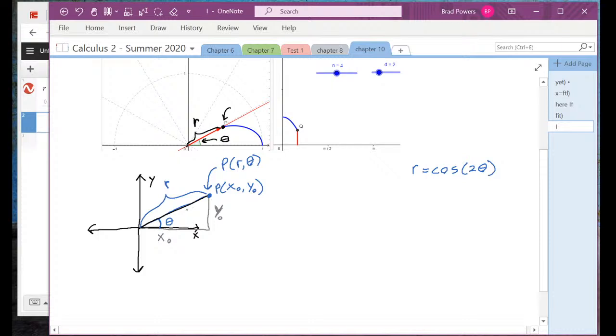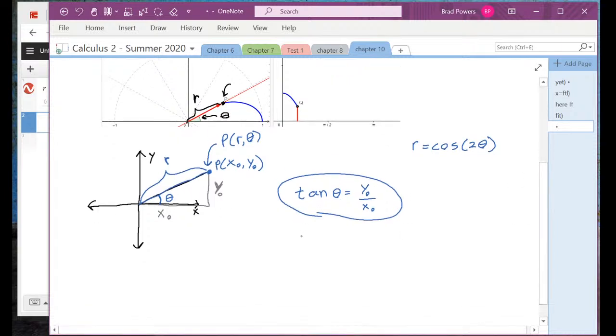Anyway, let's go ahead. First off, how do we relate r, theta to x, y? There's lots of relationships here. I could tell you right now, tangent of theta, that's easy. Tangent of theta is y over x. Okay, that's important. Also, I got this other relationship here: x squared plus y squared equals r squared. And so we got those two.